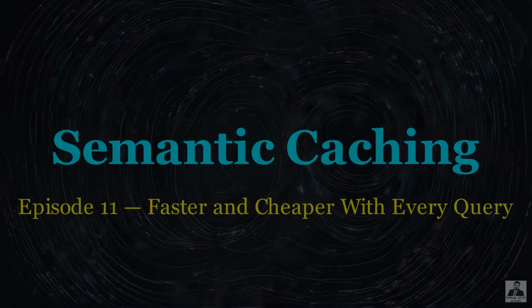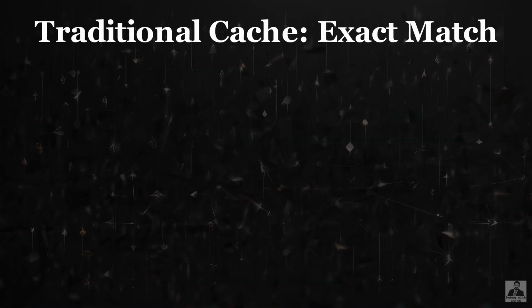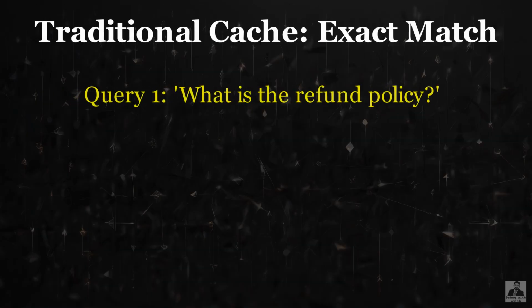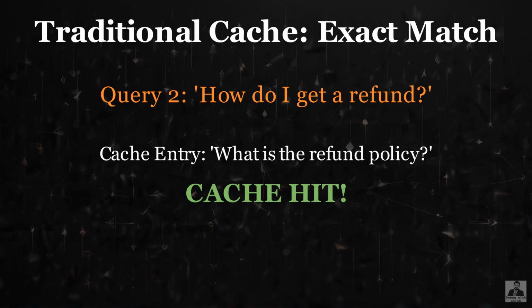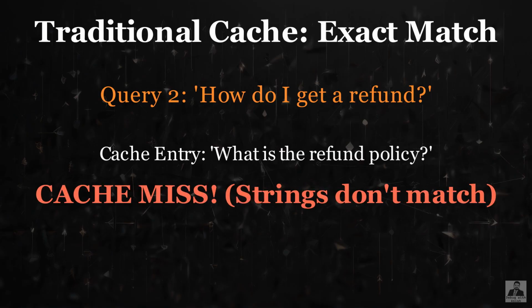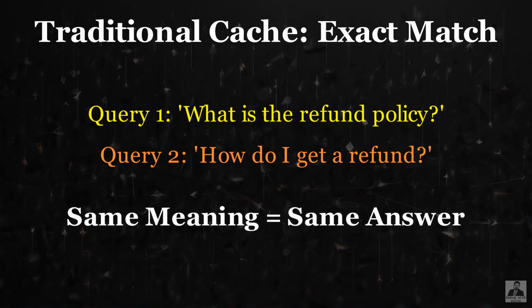Semantic caching stores the answer to a question and reuses it for any future question that means the same thing. Traditional caches match on exact strings. If a user asks "what is the refund policy" and the cache has an entry for that exact phrase, it returns immediately. But if the next user asks, "how do I get a refund?" the exact match fails and the full pipeline runs again. These two questions mean the same thing and deserve the same answer.